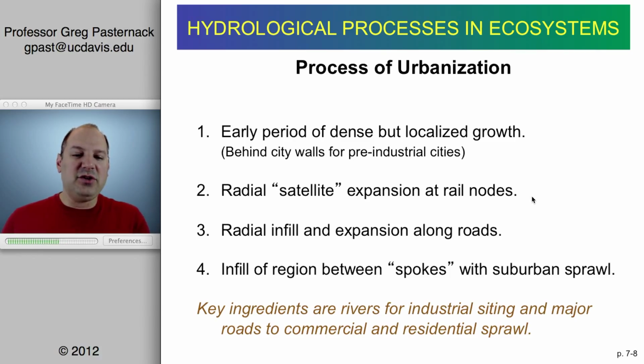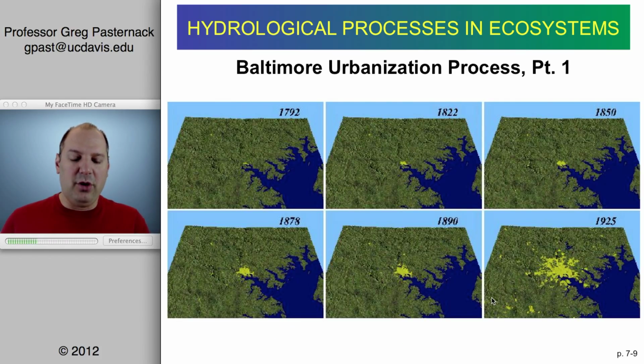What you see then is the conversion from rail to roads, and with roads, you don't just go from point A to B with no development in between. There's consistent development along the length of a road, and then finally, after that's well developed, you see the infill region between these spokes that are radiating out from the city. And with all that development, having rivers for industrial siting and then having these major roads are important aspects of what you can see. So this is very conceptual. Let me show you a specific example.